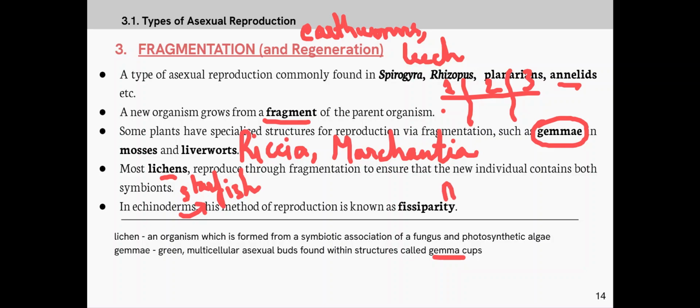So if I draw a starfish, and the starfish happens to cut one of its arms due to some injury, this cut arm is able to produce a new organism. That means it is a form of regeneration. If this is the cut arm, the cut arm is able to regenerate a whole new organism. Okay.